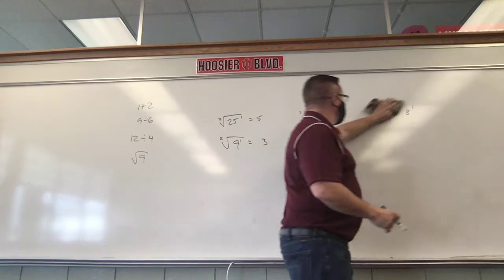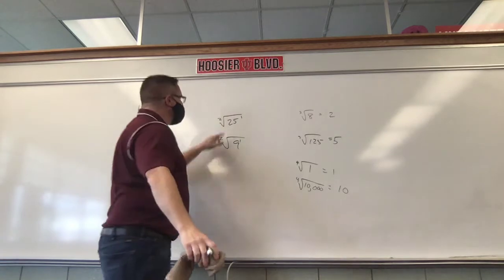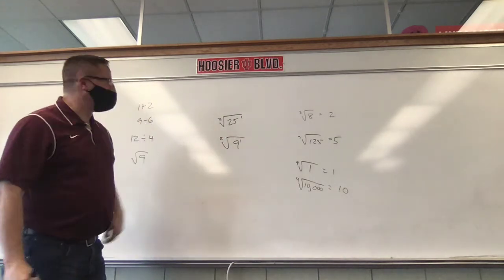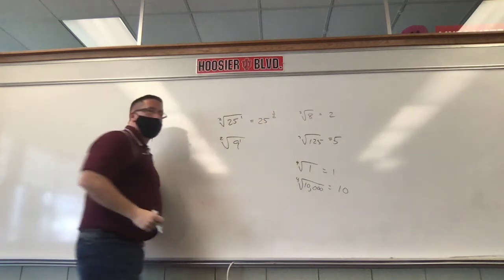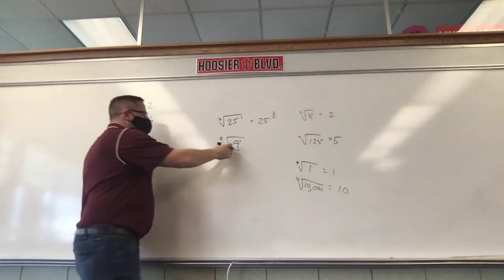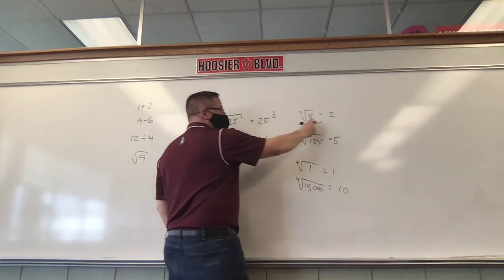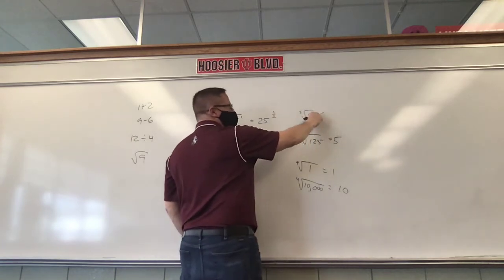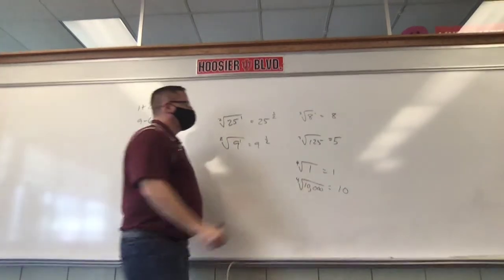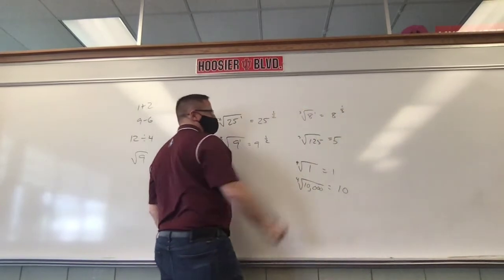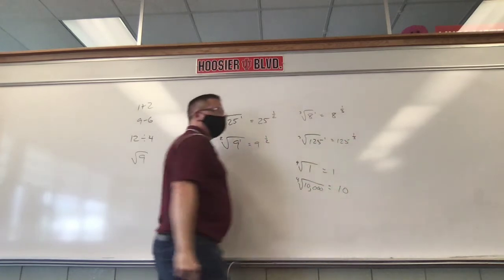All right, anything to the 0 is 1, okay? So what I want you to understand is this. You can rewrite this. Another way of rewriting this is 25 to the 1/2 power. Okay, 25 to the 1/2 power. This is the same as 9 to the 1/2 power. Now, this is 2. This is 2. But what's the exponent here that I don't see? 1. That's 8 to what power do you think? 1/3. Okay? This right here is 125 to the 1/3 power.